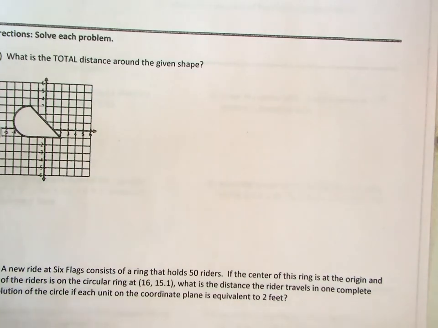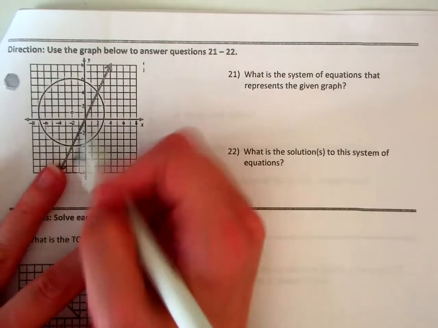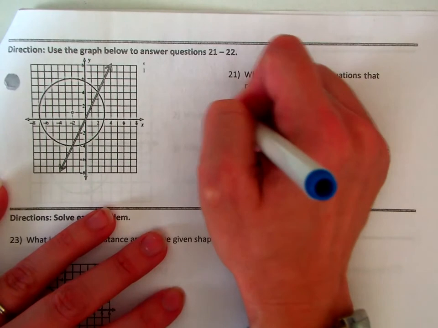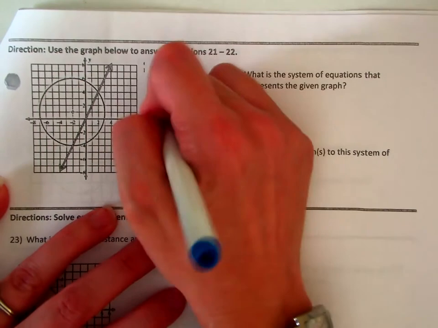So on number 21, it says, what's the system of equations that represents this graph? And really what you're doing is you're actually just looking for what are the two equations that make up this graph. Let's start with our equation for a circle. We're going to go ahead and start our bracket here. But off to the side, to write a circle equation, we need to know the center and the radius.